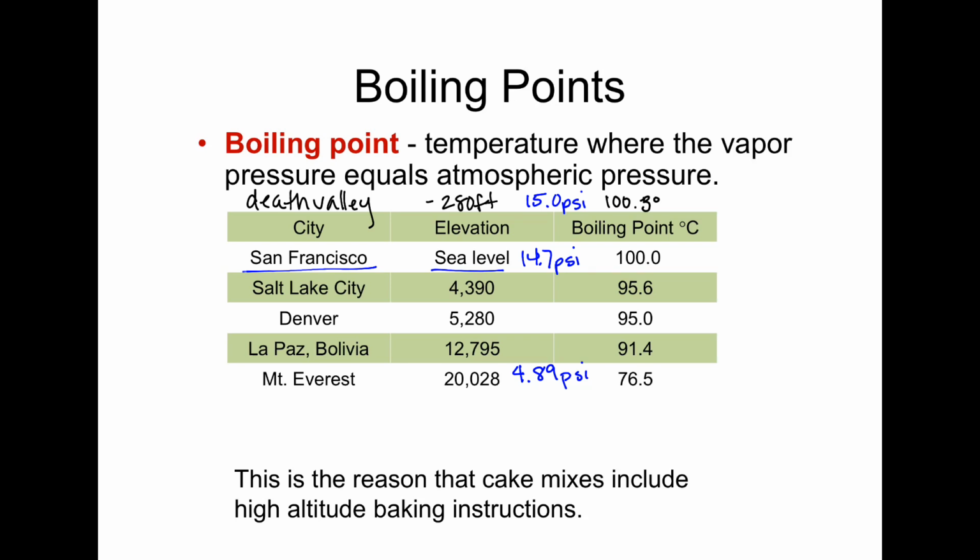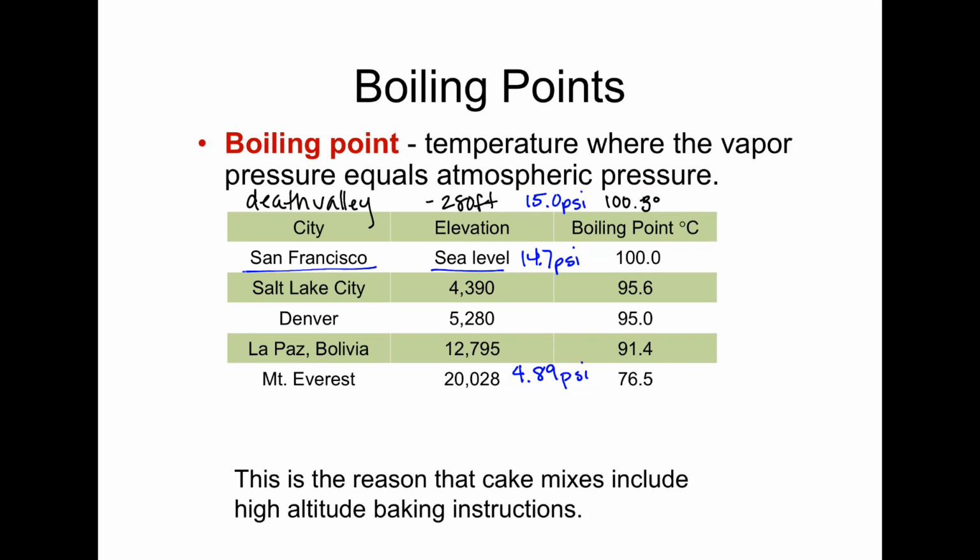So now here we can directly see that the higher the atmospheric pressure, the higher the boiling point. The lower the atmospheric pressure, the lower the boiling point. And again, that is because boiling point is defined as the temperature at which the vapor pressure meets the atmospheric pressure. And if the atmospheric pressure is lower, the temperature is lower.